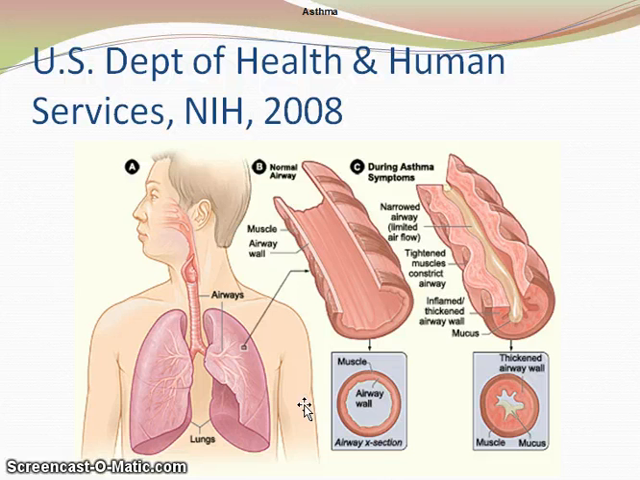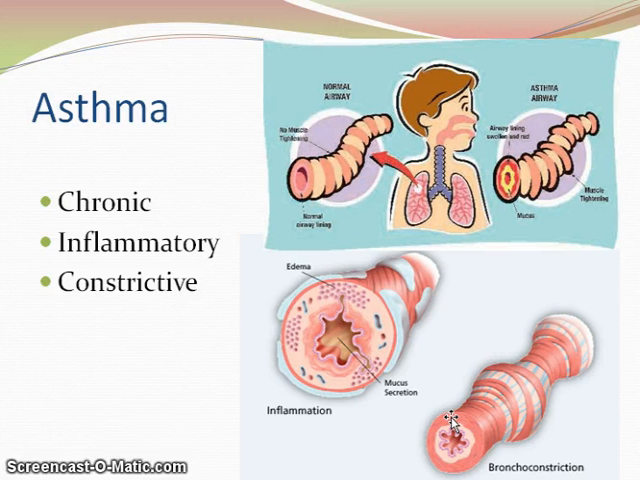This is just another image to help you see. This one, the little waves, these are the bands of smooth muscles that have the spasm that cause even more narrowing. And you can see again the inflammation and the mucus formation in the airway. Alright, so asthma is a chronic problem. It's an inflammation issue and it's constrictive to the airways. Next up, we're going to pick up with clinical manifestations of this disease.